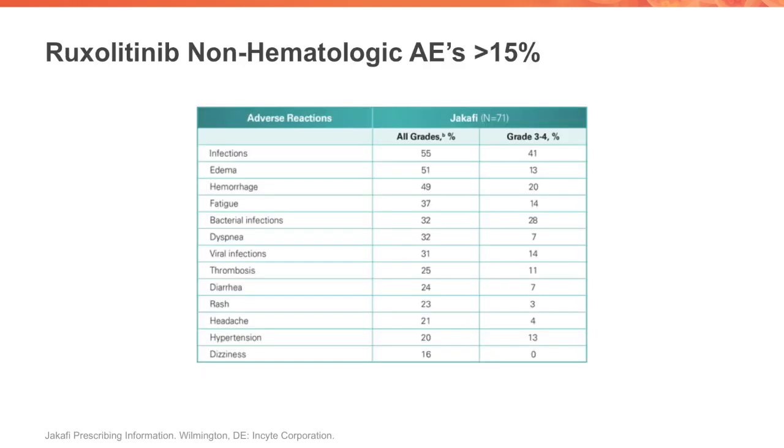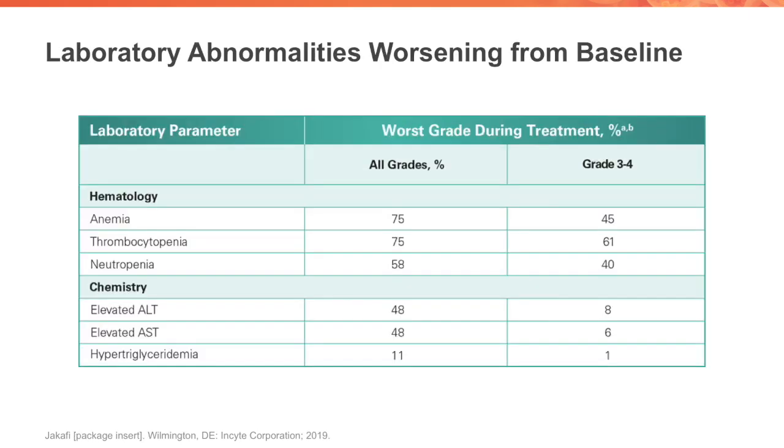Ruxolitinib non-hematologic adverse events are summarized in this table. Of interest are increased risk of infections and incidence of hemorrhage. Laboratory abnormalities associated with ruxolitinib are summarized in the table. Cytopenias are commonly observed in patients treated with ruxolitinib for graft-versus-host disease, and this may require dose modifications. Hepatic toxicity can occur, as well as lipid abnormalities.